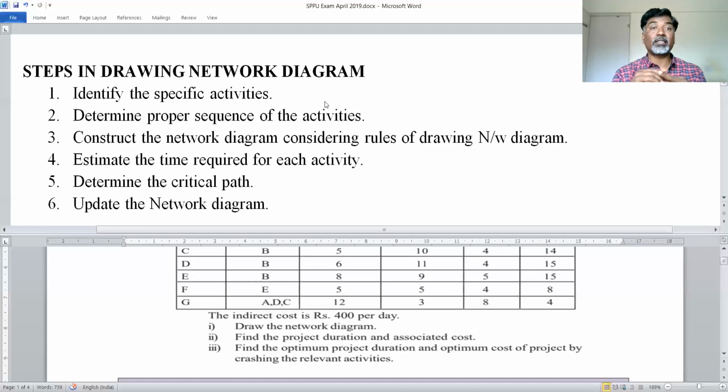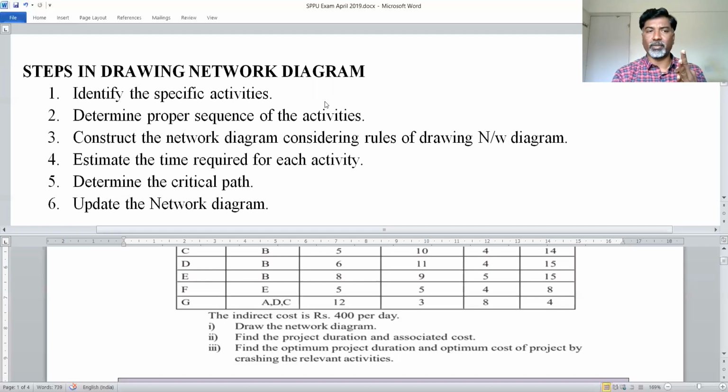Then estimate the time required for each activity, because network diagrams are used for CPM as well as PERT. But in the case of PERT, the estimated times are not given directly. In your exam or in an example, they are given as the optimistic time, most likely time, and pessimistic time.